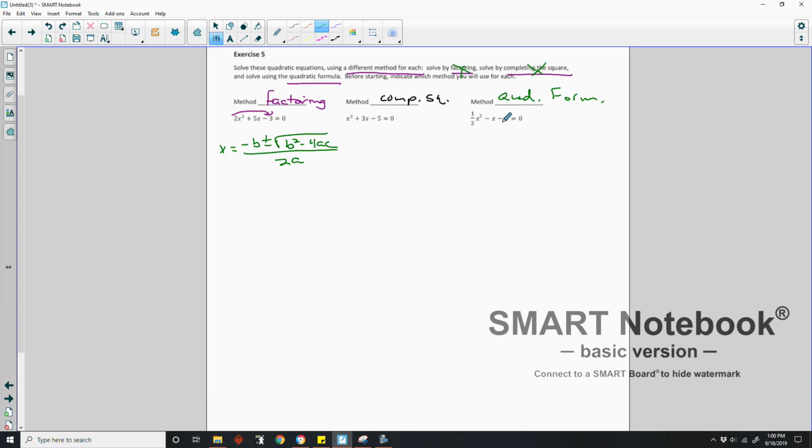We'll just use the whole paper here. Alright, so the first thing we do is take, and we have a equals a half. It's already equal to 0, so we're okay. B equals negative 1, and C equals negative 4. Alright, so x equals negative b, which is a negative negative 1, or 1, plus or minus the square root of b squared, which is negative 1 squared, minus 4 times a times c, all over 2 times a.